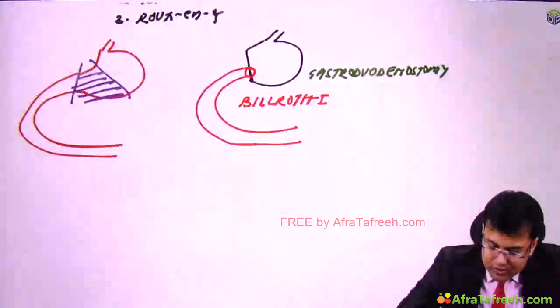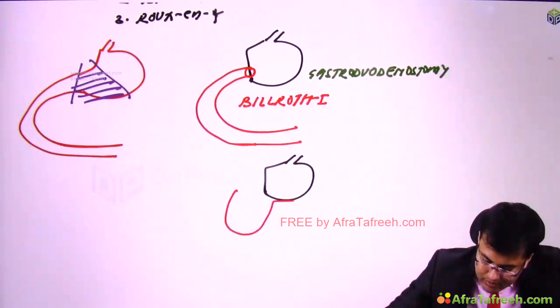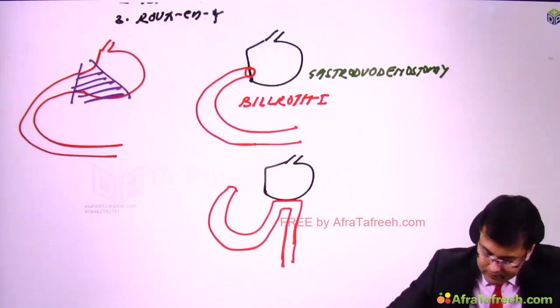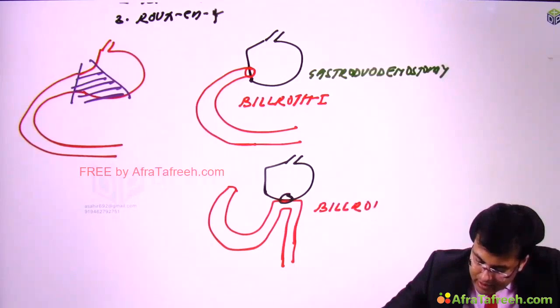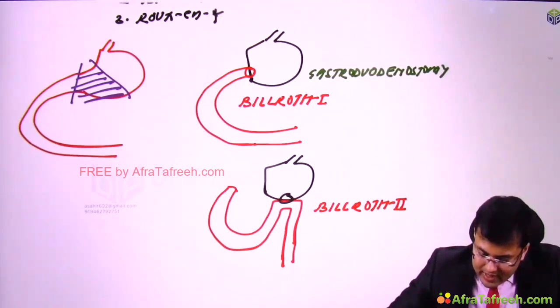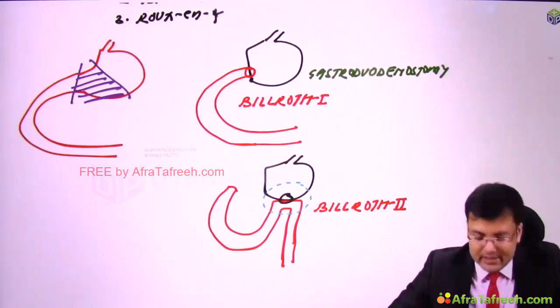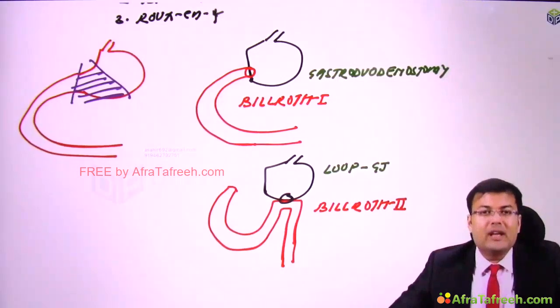Now see what's Billroth 2. Here you can see that this is the gastric remnant and this is the jejunum, and I'm going to suture this jejunum to the gastric remnant. Clear? So this is Billroth 2. And what should be the other name of Billroth 2? Obviously, it's the gastrojejunostomy. Since a loop of jejunum is sutured to stomach, it's the loop gastrojejunostomy. So the other name is loop GJ or loop gastrojejunostomy.